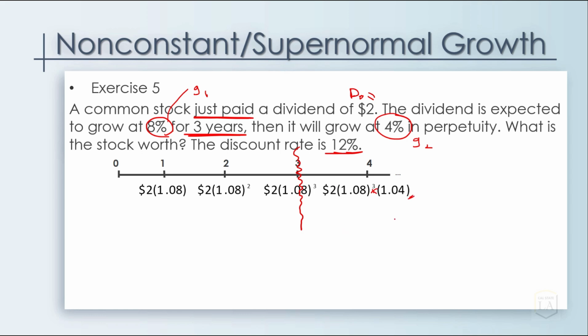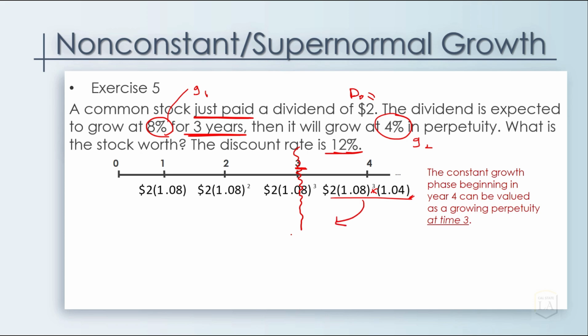All right, so you got these values, and let's apply step 1. Step 1, we want to figure out p sub n, and n, which is the cutoff at this point, will be year 3. So let's figure out p sub 3. The constant phase beginning in year 4 can be valued as a growing perpetuity at time 3. After you calculate this, it will be 2.62, and 2.62 will be your numerator. You divide it by 12% minus 4%, r minus g sub 2, and then you'll have 32.75.